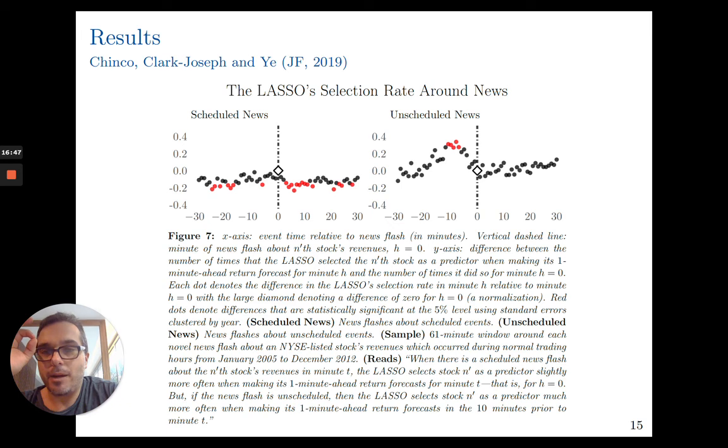You take news about a firm. This news can be scheduled or unscheduled, unanticipated news. Unanticipated news is on the plot on your right, and anticipated, scheduled news is on the plot on your left, okay? So the vertical line, 0, is the moment the news is released, okay? So what you have is minutes before the news and minutes after the release of the news, okay?